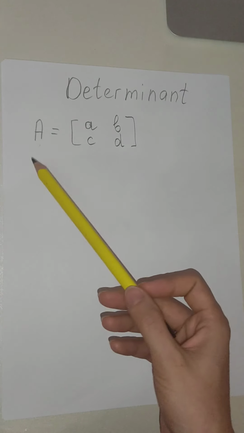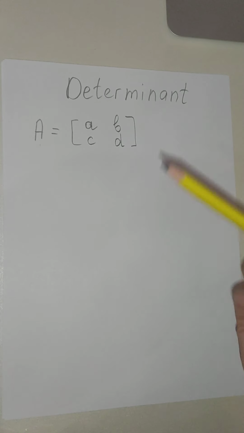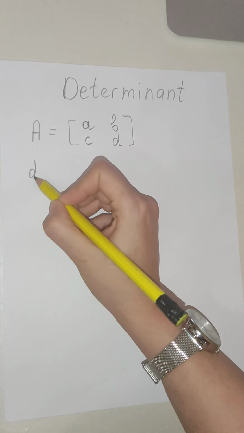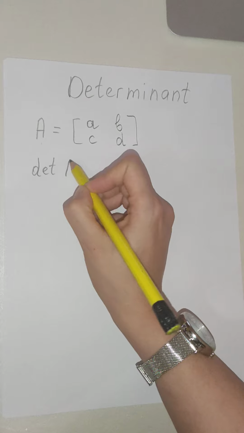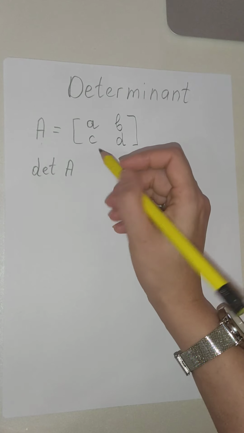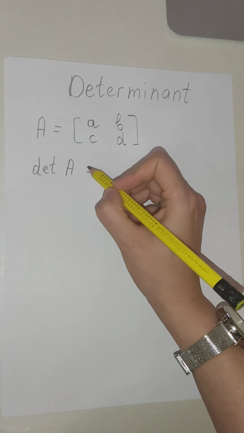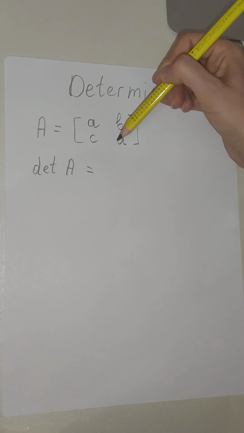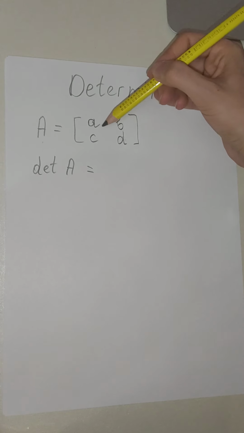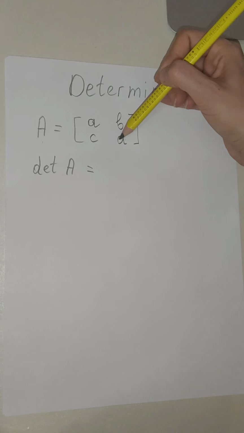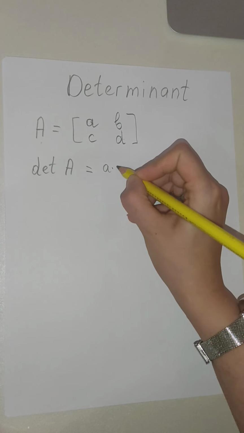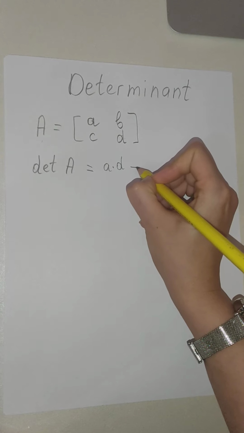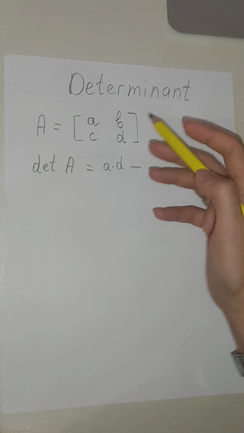For example, this is our given matrix. If we want the determinant of this matrix, this is equal to the multiplication of diagonal elements, A times D, minus B times C.